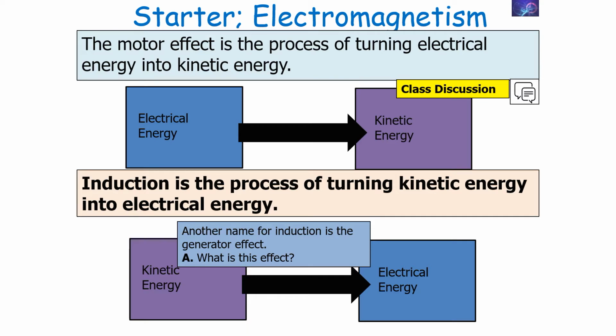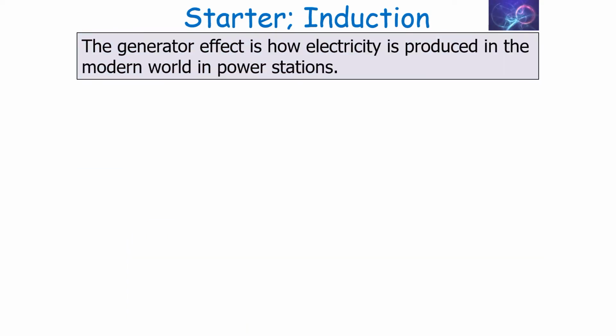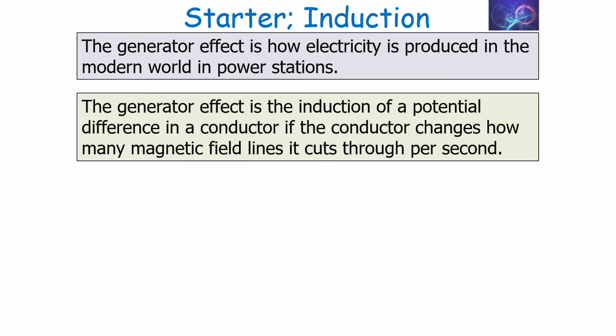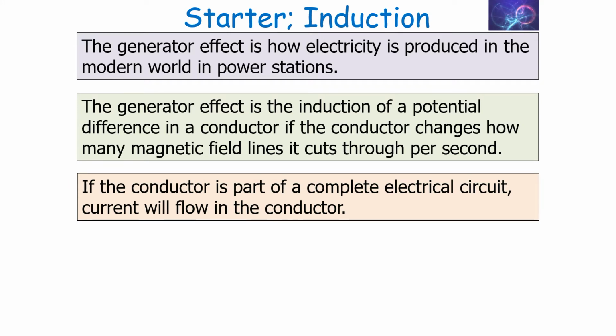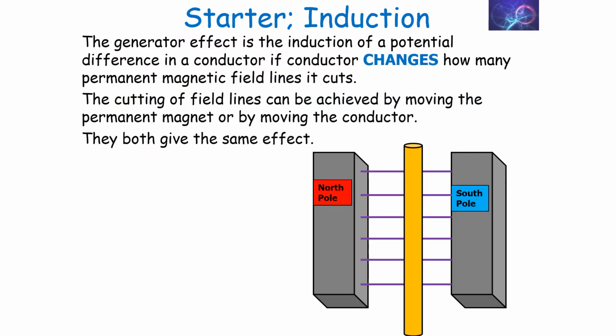But what is this effect? Well, the generator effect is how electricity is produced in the modern world in power stations. The generator effect is the induction of a potential difference in a conductor if the conductor changes how many magnetic field lines it cuts through per second. Now if the conductor is part of a complete electrical circuit, the current will flow in the conductor. So the generator effect is the induction of the potential difference in a conductor if the conductor changes how many permanent field lines it cuts through.